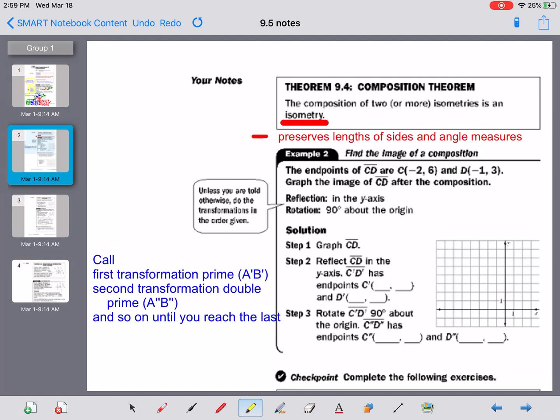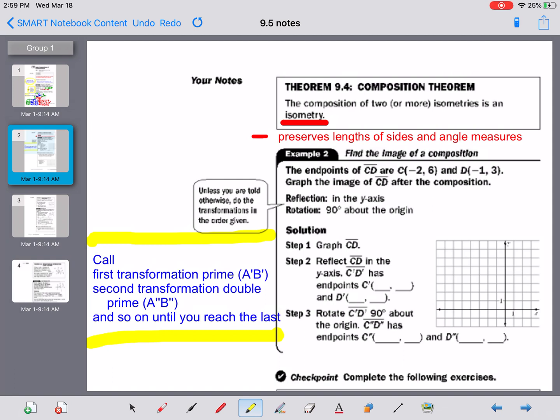This is not the glide reflection anymore. So you'll notice in the margin, I put you a little note here. I've already used this on the first page, and it's something that you probably recall. You don't have to copy this into your margin if you know this. It's just a reminder that when we move our first transformation, we call it prime, A prime, B prime. Second transformation, we call it A double prime, B double prime, and so on until you reach the last. So this is a reminder.